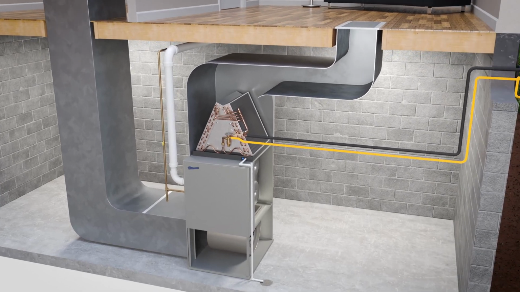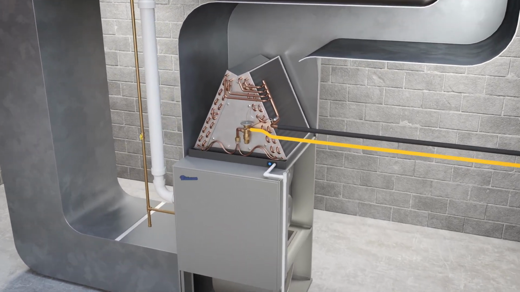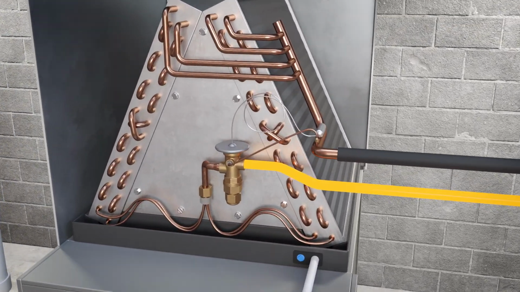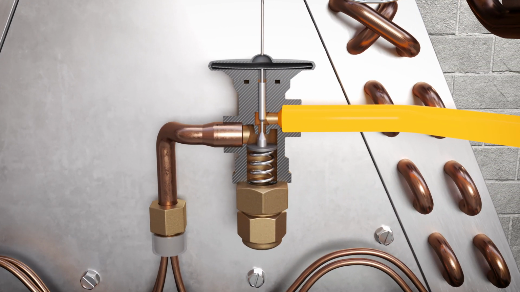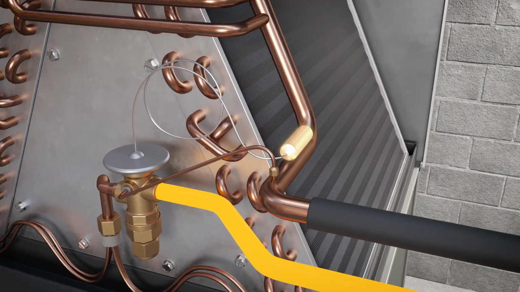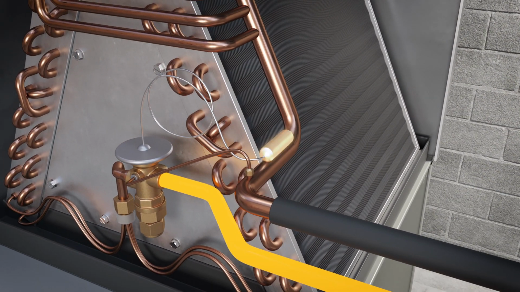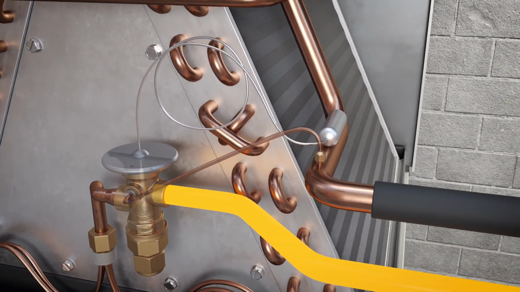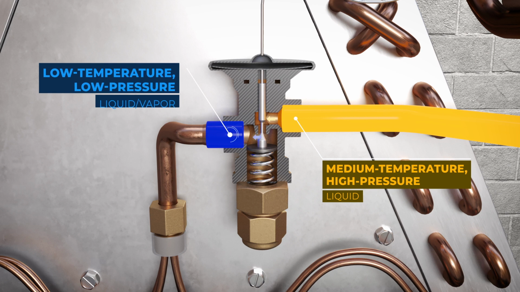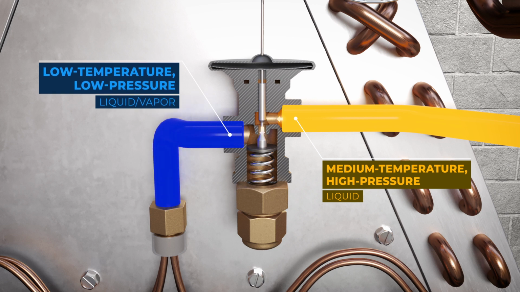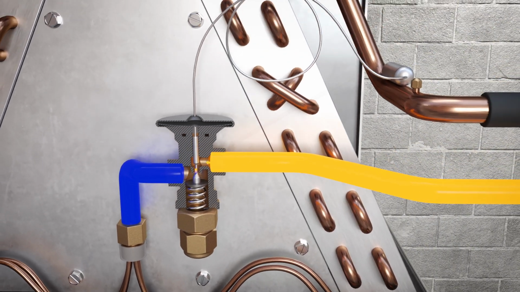In this case, a thermal expansion valve is used. A pin inside the valve adjusts the flow rate of refrigerant depending on the temperature at the evaporator end, using a sensing bulb. As it flows through the valve, its pressure drops significantly, releasing a low-temperature, low-pressure liquid vapor mix. The lower pressure allows room temperature air to boil the refrigerant.